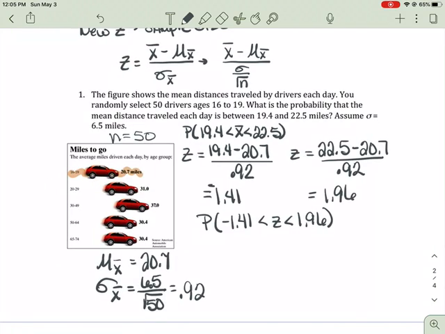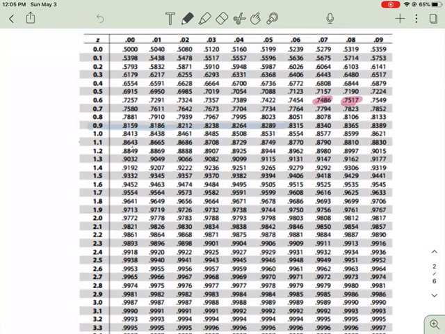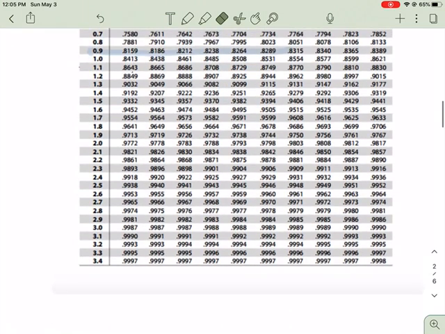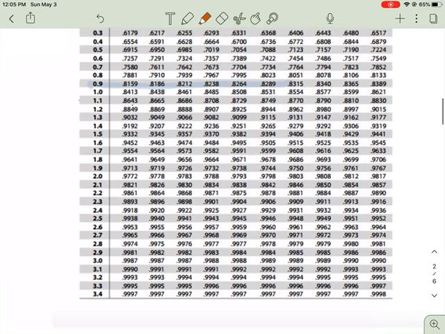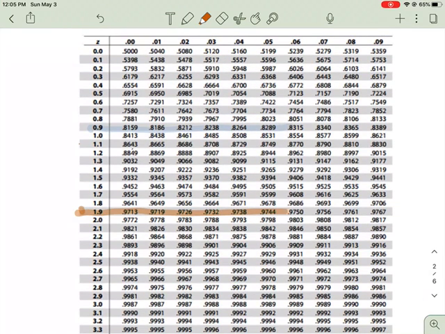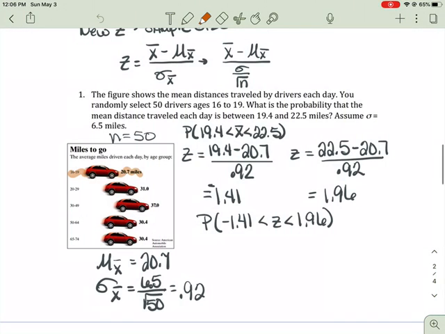All right, so I go to my standard normal chart, my z chart, and I have to find negative 1.41. I'm already on positive 1.96, so let's find that first. 1.96 is 0.975.